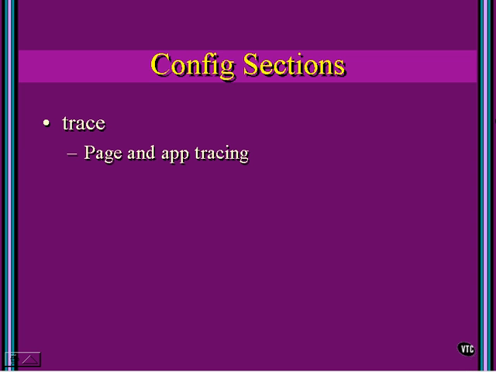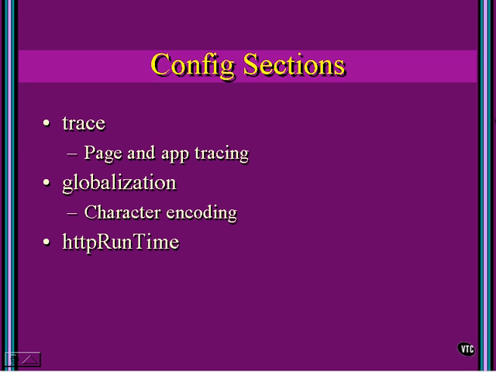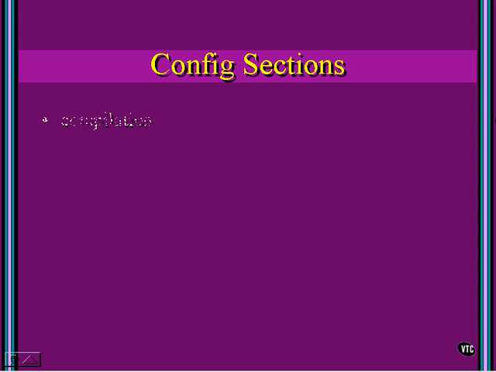This is where we set up page and application tracing, and these aren't in any particular order. That's not the order they're in the file. There's a globalization section that we use to set character encoding. If you've ever had to use a different character encoding set, you'll know what that is. HTTP runtime configuration is where we set the timeout for the execution of this particular web page, and we can also set a maximum request size if we'd like to.